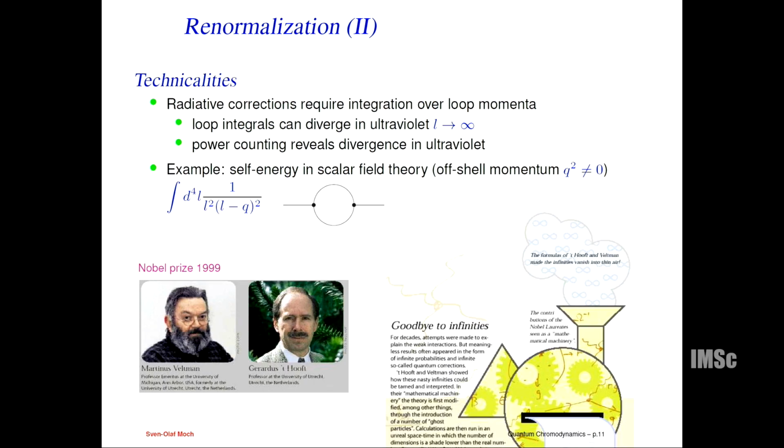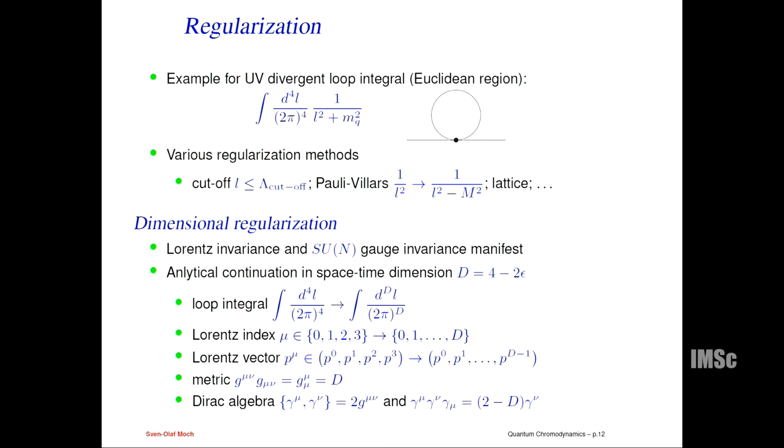They try to explain the achievement of the Nobel laureates in simple words, so that also the public can address it. And the headline they came up with to explain the achievement by 't Hooft and Veltman in this way was "Goodbye to Infinities." So they came up with a consistent framework in order to cancel all ultraviolet divergences in gauge theories. So how does that work?